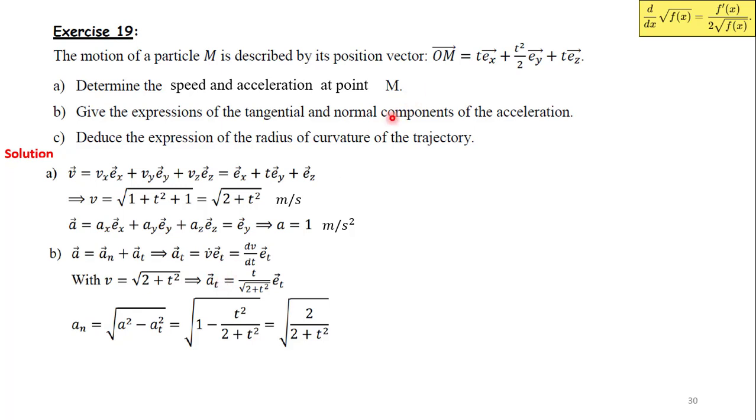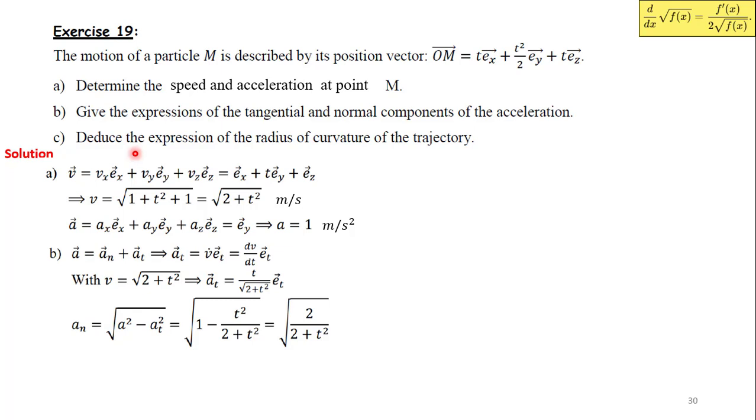How can we find an? So an can be found in two ways, using two methods. The first method is to write it as the radical of a squared minus at squared, and the second method is to write it as v squared over rho, but we don't have the radius of curvature, so we will not use the radius of curvature in part B. We'll keep it for part C. So an will be equal to the radical of a squared minus at squared. We have the magnitude of a squared, it's equal to 1, minus at squared, so it's the magnitude of the tangential acceleration vector, it's equal to t squared over 2 plus t squared. And so let's use the same denominator, and we will obtain an in meter per second squared.